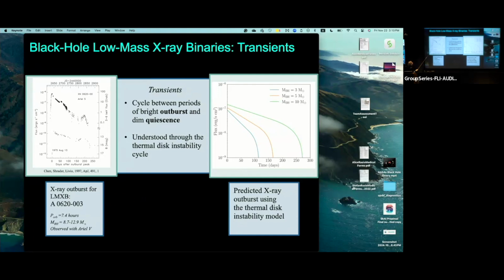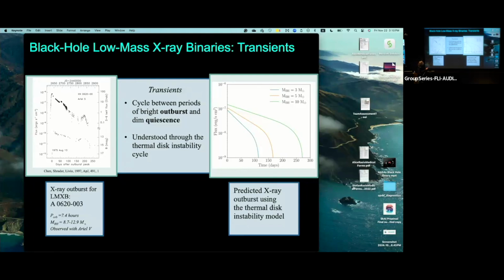This is a logarithmic scale. And then over tens of days, most of them, not all of them, decline in X-ray luminosity, and many of them completely disappear. But that's how we find them. Okay. Now, I'm coming ahead of myself, but this is important for how we measure black hole masses.